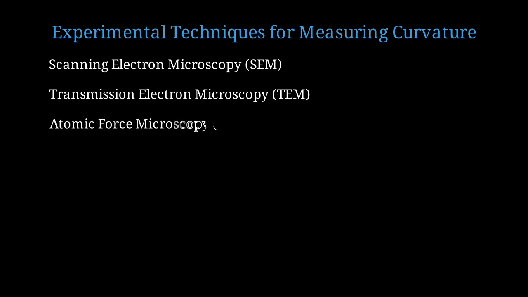AFM can map the surface topography with nanometer precision. This is especially useful for partially rolled tubes, where you can trace the curvature evolution. X-ray diffraction measures the lattice spacing in the rolled tubes. This confirms the degree of strain relaxation and validates the theoretical models.